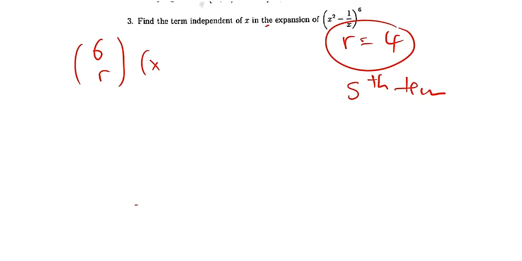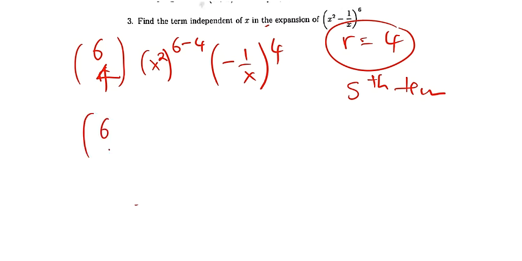Can we prove this? Well, we can. That is x squared. Now we found our r to be 4, so if we put a 4 there, it's going to be 6 minus 4, and then we have negative 1 over x, also raised to the power 4. Is it the power 4? Yes, r is equal to 4, so 6 minus 4. Let's go. The next step, we're going to have 6 choose 4, and then 6 minus 4 is 2.